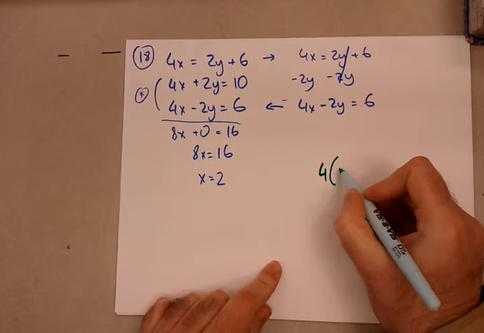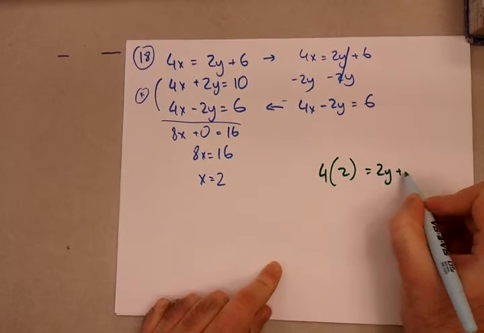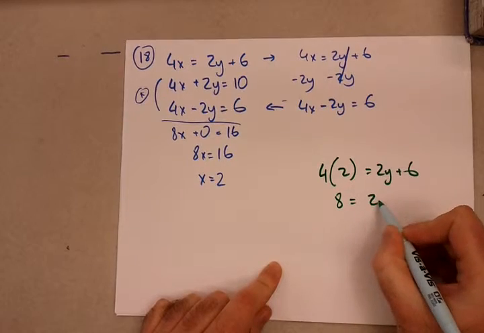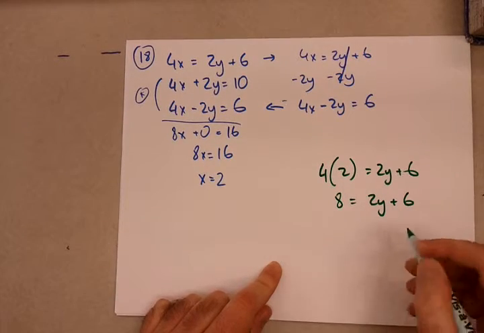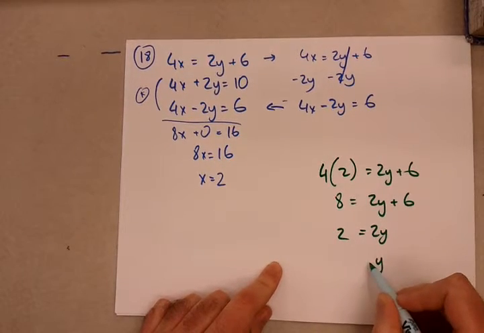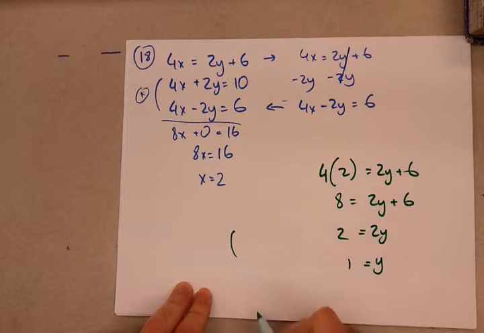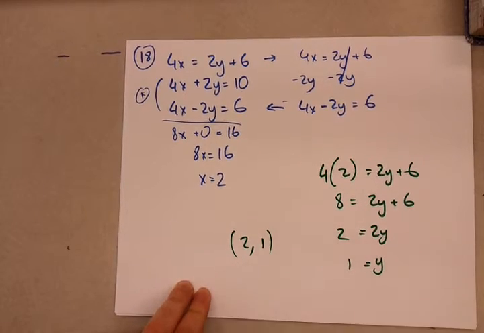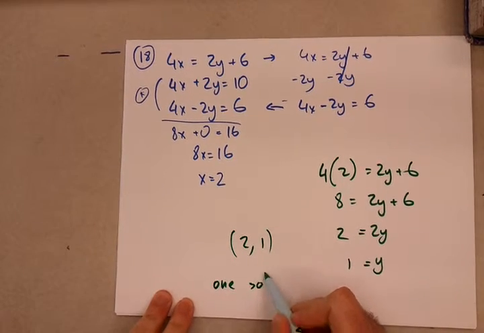So 4 times 2 is 8, so 8 equals 2y plus 6. Subtract 6 from both sides, 2y equals 2. Divide both sides by 2, y equals 1. So the answer is (2, 1), x goes first, y goes second. It's a single point of intersection. There's only one solution to this problem. So this is not a no solution, and this is not an infinitely many solutions type of problem. This is a one solution type of problem.